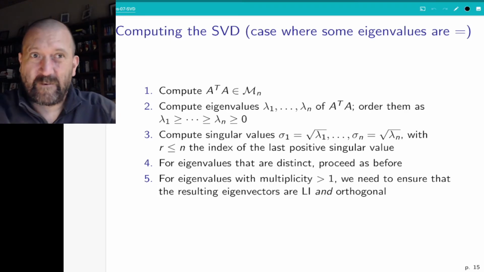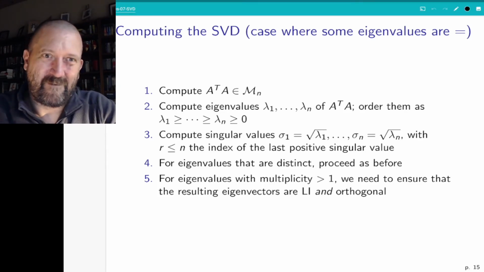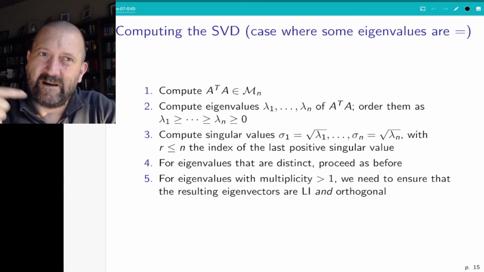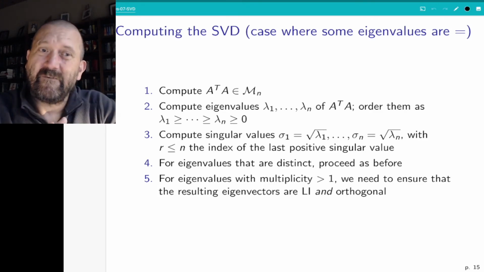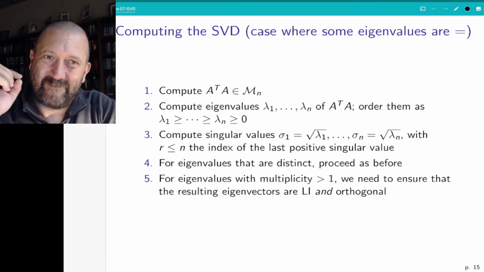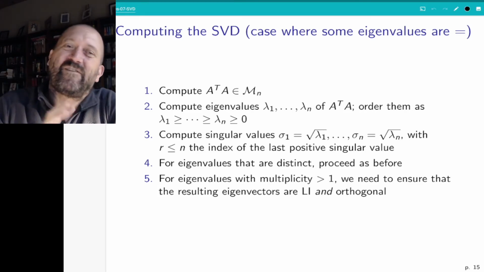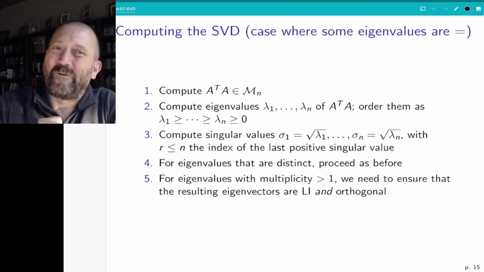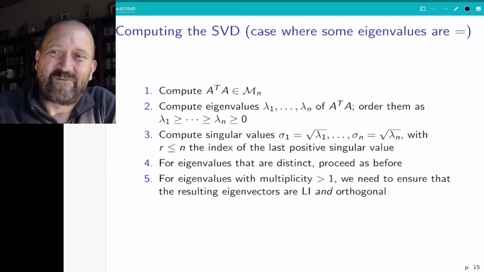Now, I'm going to get a bunch of eigenvalues. Some of those eigenvalues are going to be distinct. When I have distinct eigenvalues, I'm fine, I proceed as before. But when I have an eigenvalue with multiplicity larger than 1, I need to ensure that the eigenvectors that I get are linearly independent and orthogonal. These are two important words that we need to ensure, and we know how to do this. Some of it you don't really know yet, but it is easy to do, though costly in terms of time, of course.